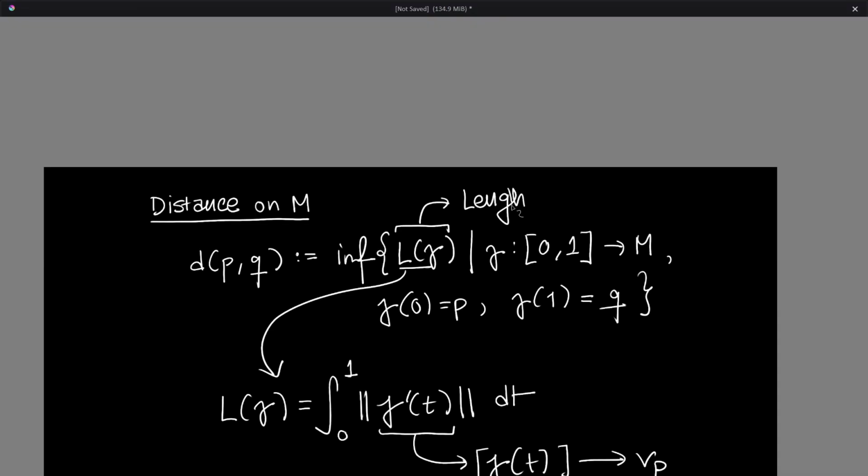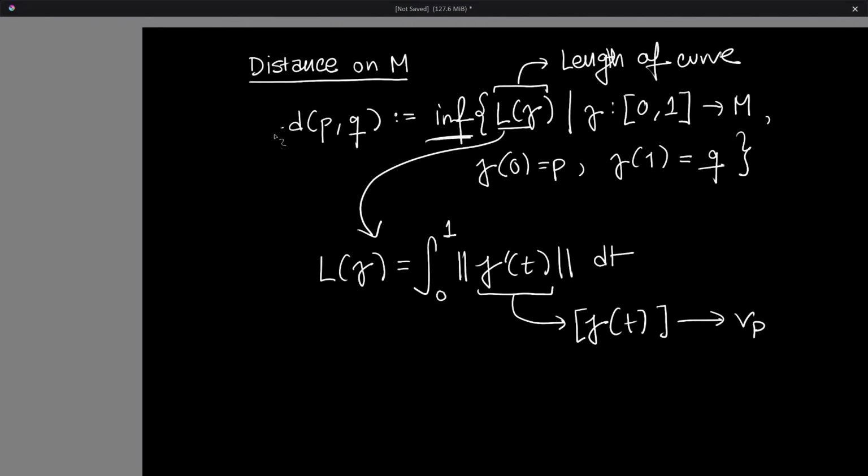And when we take the infimum, what we're saying is, well, this is the set of all curves from P to Q. Take the shortest distance. The curve with the shortest length is the distance between the 2 points. That seems pretty intuitive, right? So that's how we define distance on the manifold.